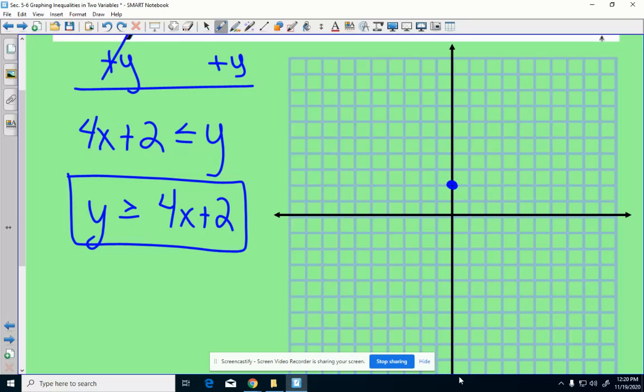Now, there's your plus 2. Your slope is 4 over 1. It's steep. Up 1, 2, 3, 4, and over 1, or down 1, 2, 3, 4, and to the left 1. Is the line solid or dotted? Solid. So, solid line.